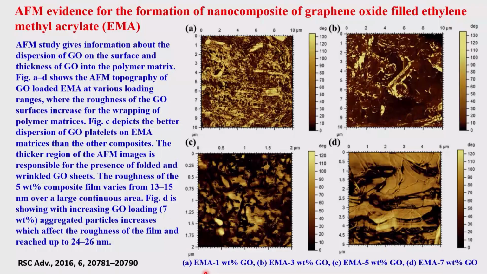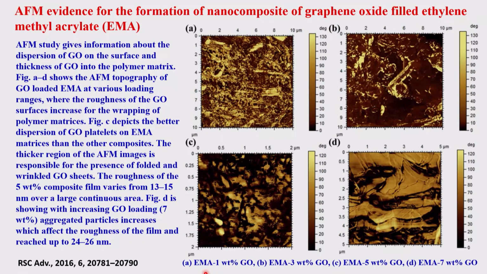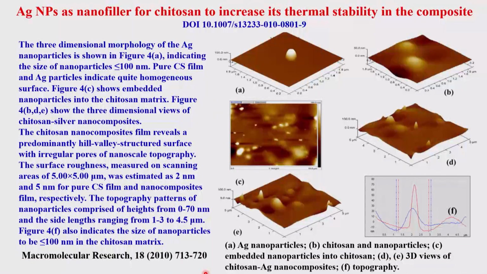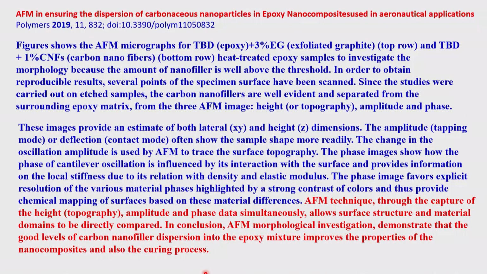You can see the structures of the plasmids, and this is the nanocomposite which is formed from graphene oxide into the ethylene methyl acrylate kind of thing. Then we looked at the silver nanoparticles into the chitosan, and then we have looked at the epoxy nanocomposite with the exfoliated graphite or carbon nanofibers, and these are all used to look at the strength of this composite later on.